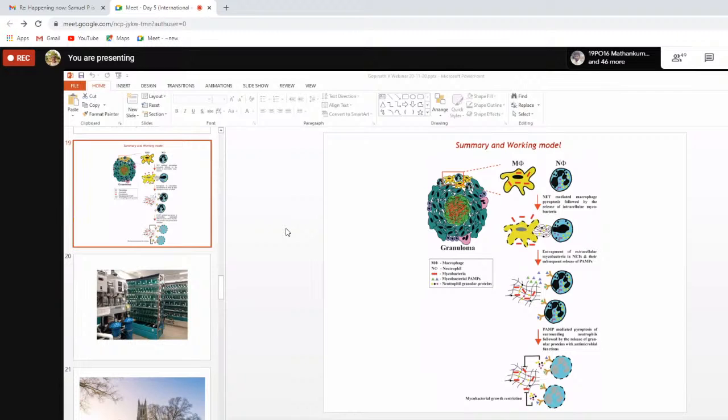Then, these extracellular bacteria could release products that could trigger cell death in surrounding neutrophils. This leads to the release of antimicrobial peptides from the neutrophils, which prevent bacterial growth, leading to infection control. So in a nutshell, neutrophils are good for the host during TB infection. So how can we use this study for better TB treatment?